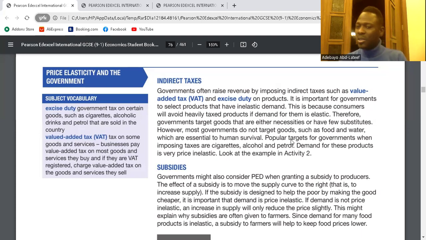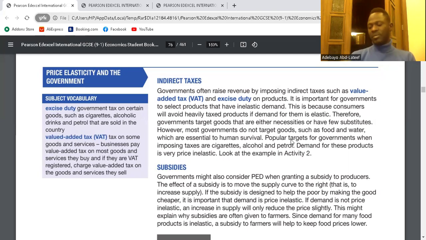However, most governments do not target goods such as food and water, despite the fact that they are necessities, which are essential to human survival. Popular targets for government when imposing taxes are cigarettes, alcohol, and petrol. Demand for these products is very price inelastic. So, government also take decisions. Government also make policy. If government has to make policy, they have to make it based on market signal. And market signal is price elasticity.